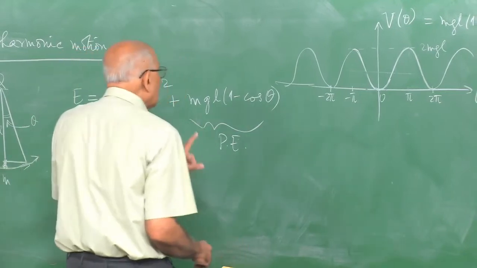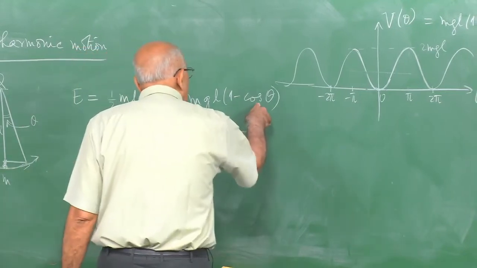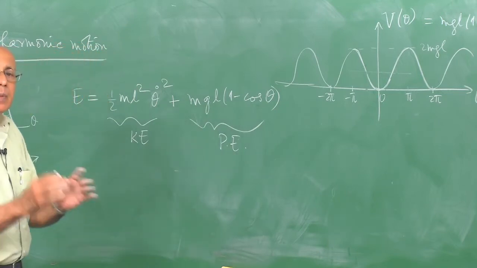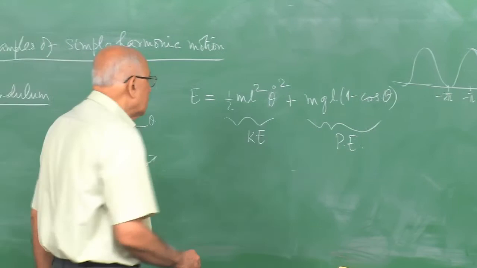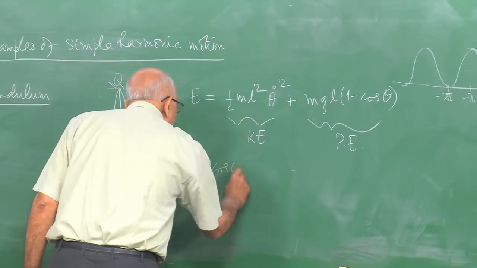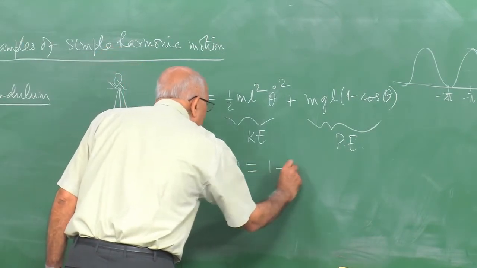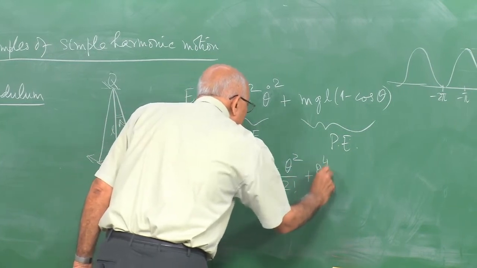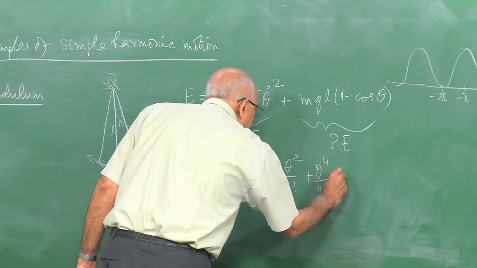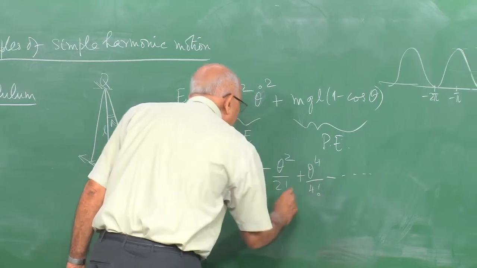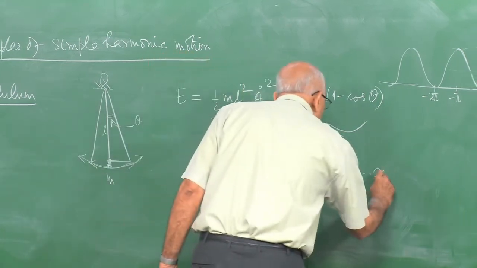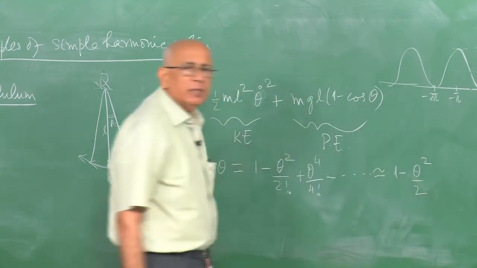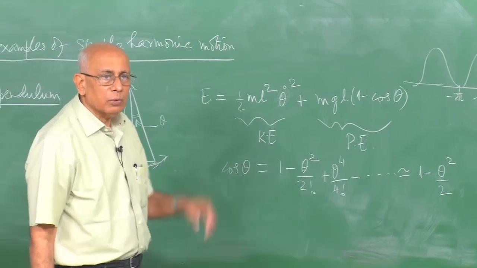It becomes simple harmonic when you can take this expression for cos theta and approximate it by the leading term in its power series for cos theta. So we have cos theta in radian measure equal to 1 minus theta squared over 2 factorial plus theta to the 4 over 4 factorial minus dot dot dot ad infinitum, and this is approximately equal to 1 minus theta squared over 2 for sufficiently small theta, close enough to 0.